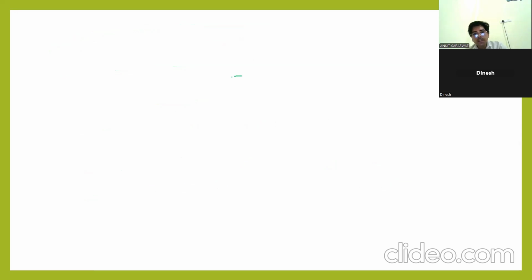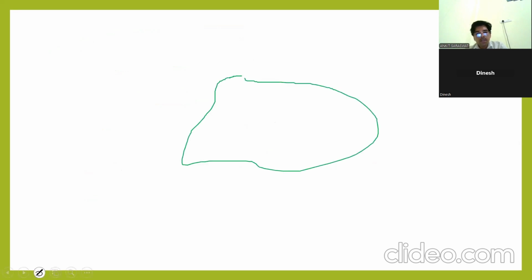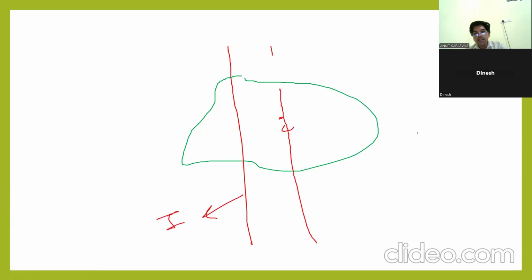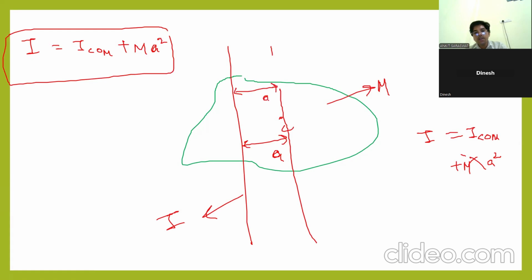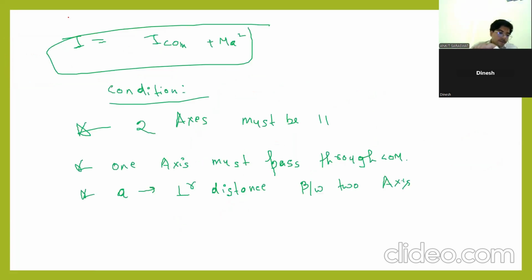Meaning, for example, if you want to apply this theorem, then two axes must be parallel. If you take one axis like this, then one axis must pass through the center of mass. If you want this moment of inertia I, then you should apply I is equal to I COM plus M, mass of this body, multiplied by the square of the perpendicular distance between the two axes. It remains constant. And you must know the moment of inertia about the center of mass. Then only you can apply this. Very important, like. Clear?